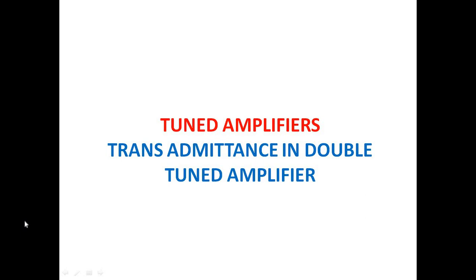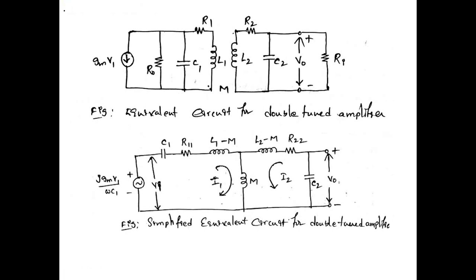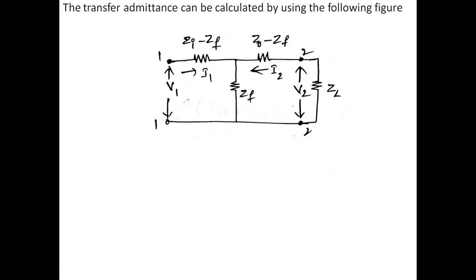But we need to understand that in some derivations we may not derive everything. It's very difficult, because the derivation length becomes large. Some steps we are going to ignore, but here let me show you a few steps of how to calculate the trans admittance. This is the basic circuit diagram for the double tuned amplifier, which we have already discussed in the earlier video lecture. These are the equivalent circuits and the simplified equivalent circuits, which we simplify further for calculating the trans admittance.